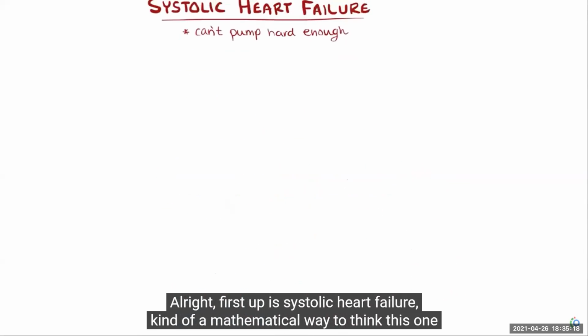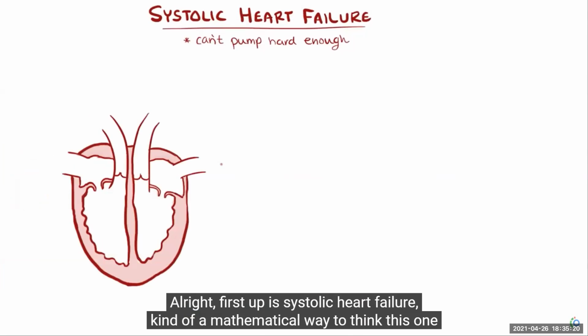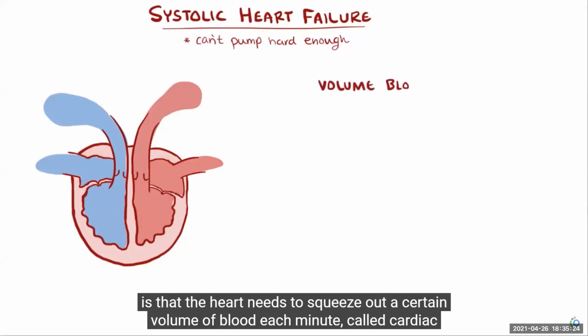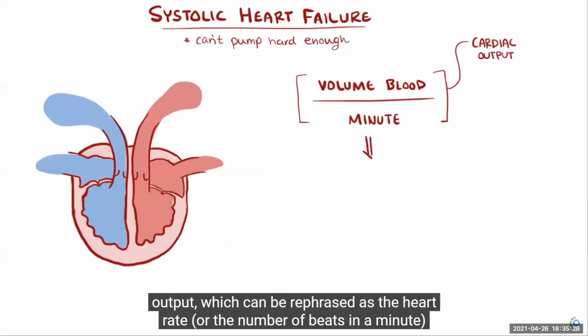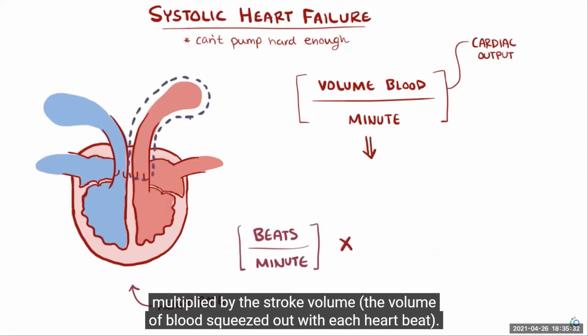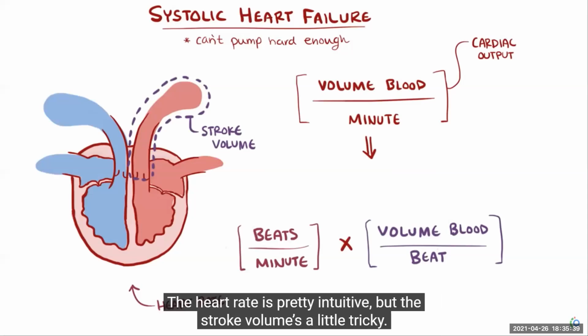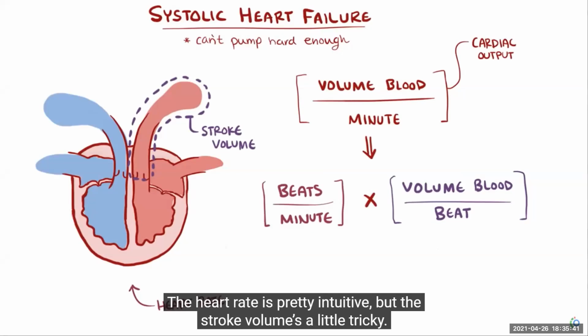All right, so first up is systolic heart failure. Kind of a mathematical way to think about this one is that the heart needs to squeeze out a certain volume of blood each minute, called cardiac output, which can be rephrased as the heart rate, or the number of beats in a minute, multiplied by the stroke volume, the volume of blood squeezed out with each heartbeat. The heart rate's pretty intuitive, but the stroke volume is a little tricky.